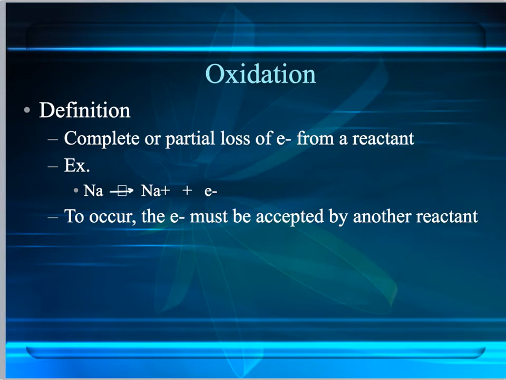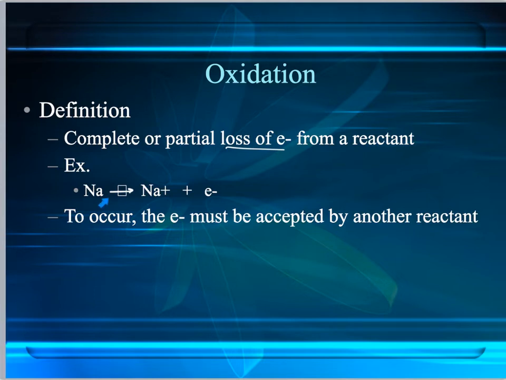So, what is oxidation? Well, that is the complete or partial loss of electrons from a reactant. Okay, so you are losing electrons. It's going to come back a lot, so try to remember which one's which: oxidation is losing.